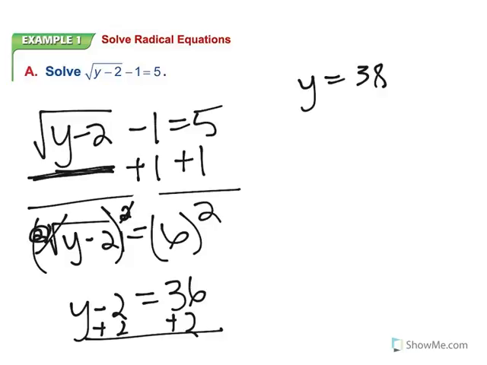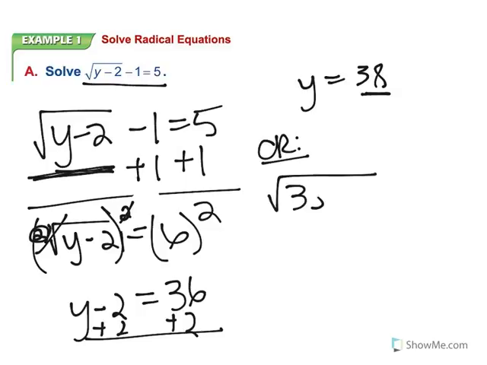Now, this is only half of the way through. We have to make sure that we always put this answer back into our original equation and solve to check and see if it works. So we're going to check. We're going to have the square root of 38 minus 2, minus 1 equals 5.